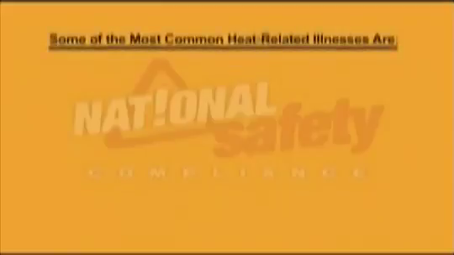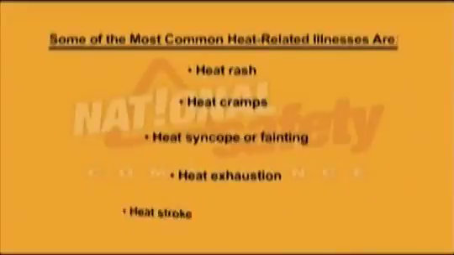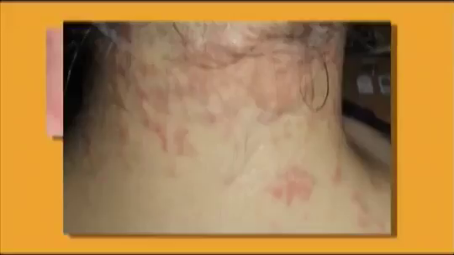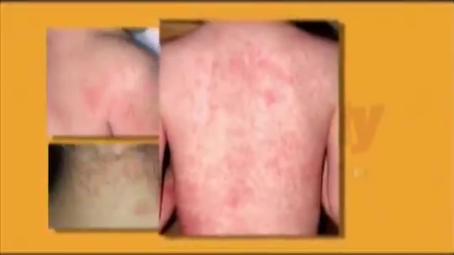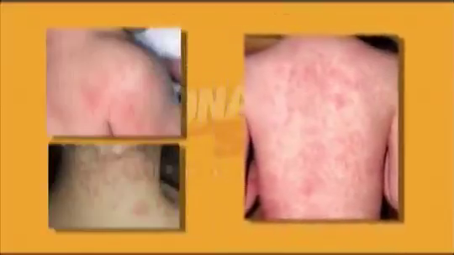Some of the most common heat-related illnesses are heat rash, heat cramps, heat syncope or fainting, heat exhaustion, and heat stroke. Heat rash is the most common problem and is also known as prickly heat. It appears on the skin as a red cluster of pimples or small blisters and is caused by sweating. Normally, it appears on the neck, upper chest, groin, under the breast, and in elbow creases.